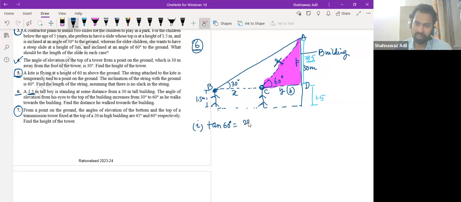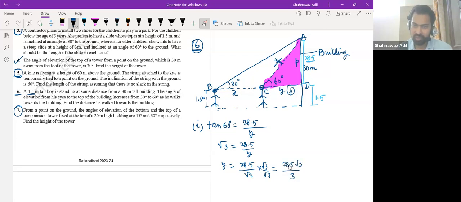So 28.5 divided by whatever is y. So this is root 3, and 28.5 by y. So y is 28.5 by root 3. So is this cancelable? 28.5 by root 3, this can cancel, right? So it is 9.5 root 3.